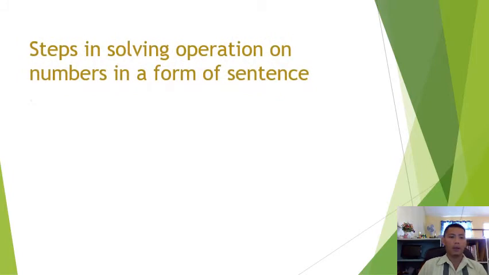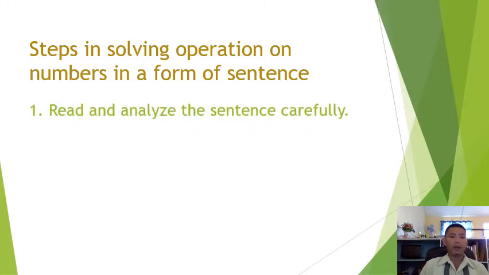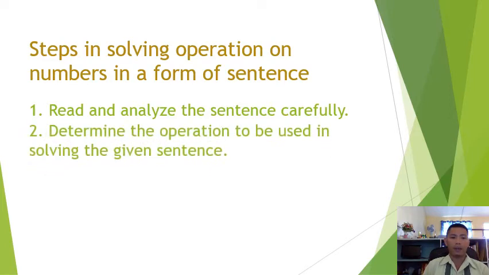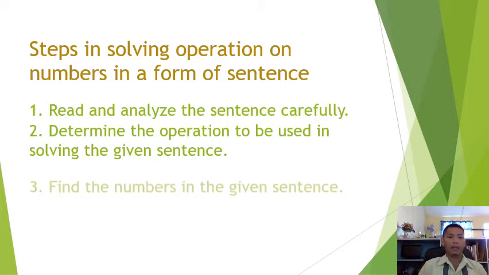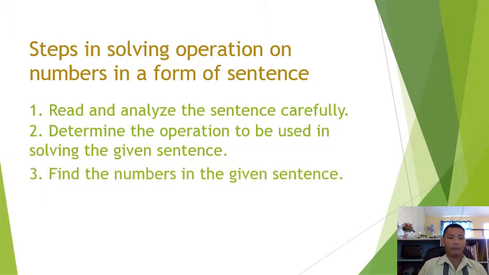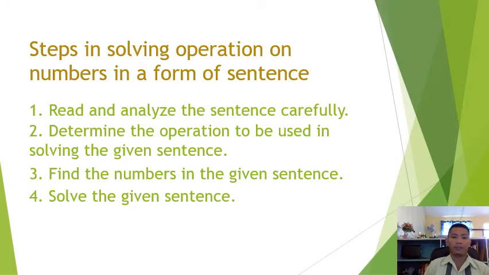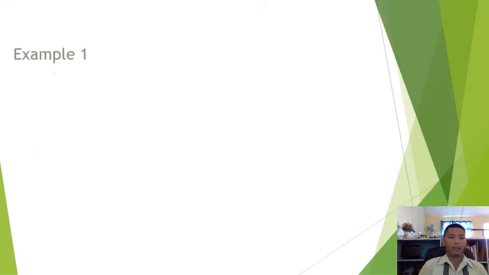Okay, so we have steps in solving operation on numbers in a form of sentence. Number 1, read and analyze the sentence carefully. Second, determine the operation to be used in solving the given sentence. Number 3, find the numbers in the given sentence. And 4, solve the given sentence. Okay, let's have an example.